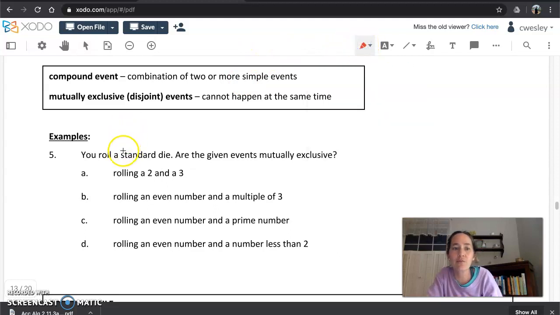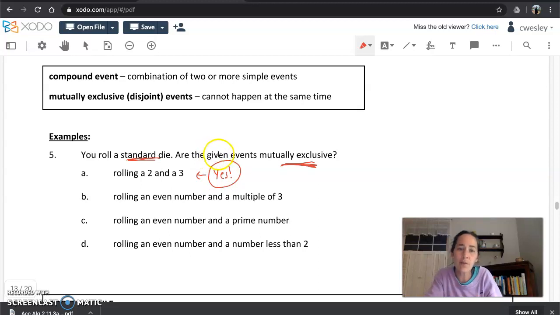So let's give some concrete examples. You're rolling a standard die, six-sided, outcomes are 1 through 6. Are the given events mutually exclusive, meaning can they happen at the same time or not? I would say rolling a 2 and rolling a 3 on a die, two separate events, could not happen simultaneously. These events are mutually exclusive. I'll say yes for this one. I can't think of an example where you could get a 2 and a 3 in the same roll.